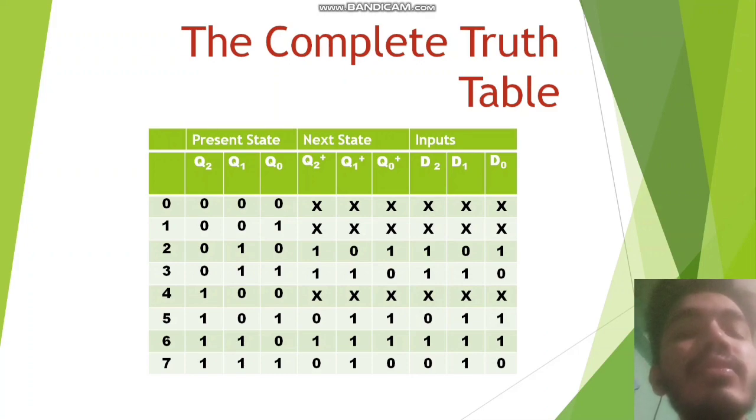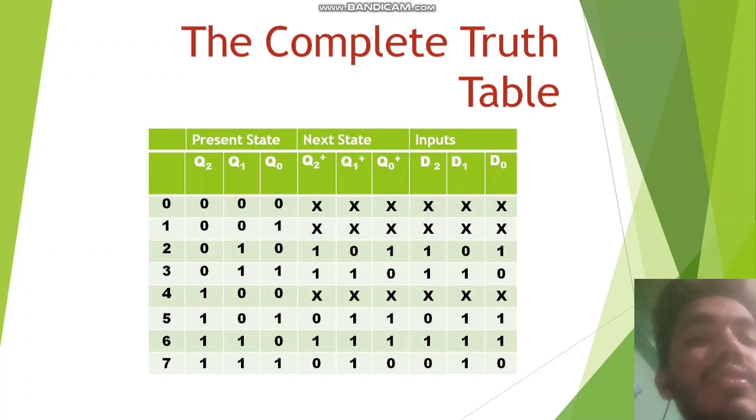In this irregular sequence we do not get 0, that's why it's a don't care. Its inputs are don't care, and the next states are don't care. 1 is not included in this sequential counter, that's why it's also don't care. 2, 0 1 0, is included in the sequential counter, that's why its inputs and next states are written here. Then 3 is also included, that's why it's also written.